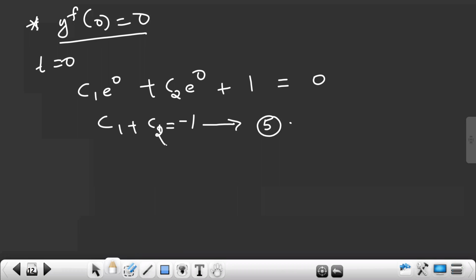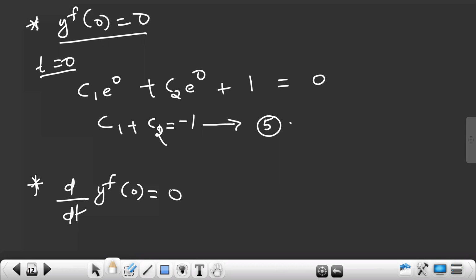E to the power 0 is 1. So C1 plus C2 is equal to -1. With this, you can't solve. So go for the second case, that is d by dt of yf of 0 is equal to 0. Going for the second initial condition.